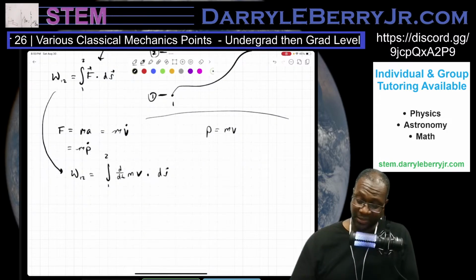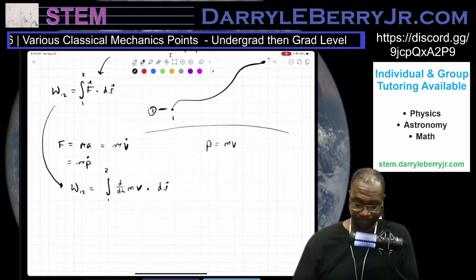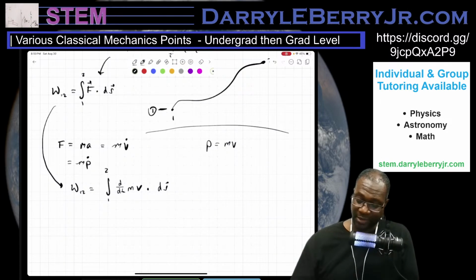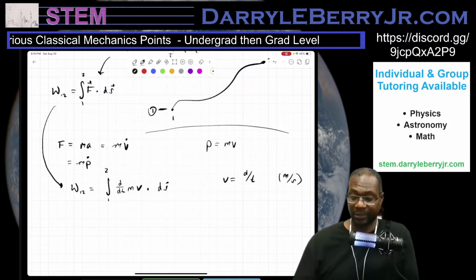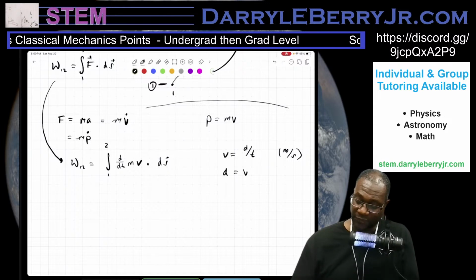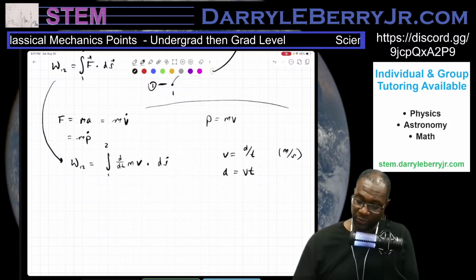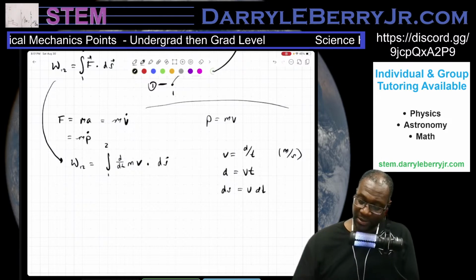Now, there's an interesting thing that we can do here to help utilize this simplification, which is to recognize that velocity is distance over time, meters per second. You understand that? So what I can do is divide this through and say distance is velocity times time. And if we're talking about an incremental distance, we can say ds is velocity times dt.